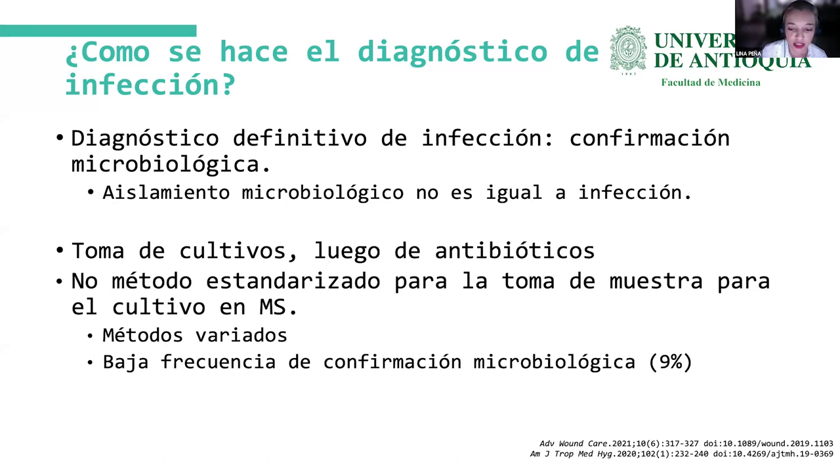Tampoco hay un método estandarizado para la toma de la muestra del cultivo en mordedura de serpiente. Muchos de estos venenos de víboras tienen efectos sobre la coagulación y hay un gran temor en muchos médicos a tomar muestras, porque se requiere hacer, por ejemplo, una punción o tomar una muestra mediante una biopsia. Y como el paciente tiene una alteración de la coagulación, muchos médicos tienen temor a tomar la muestra por una punción o por una biopsia.